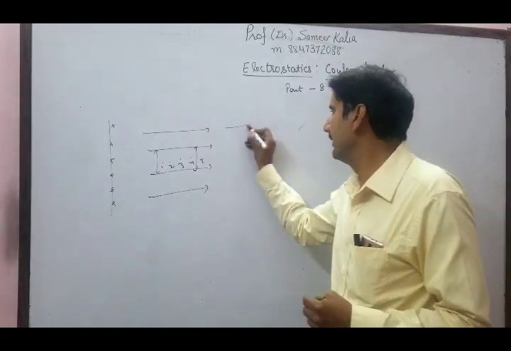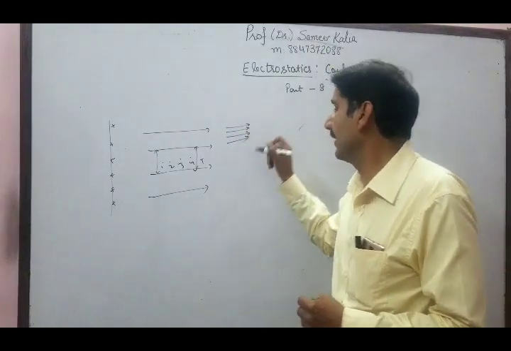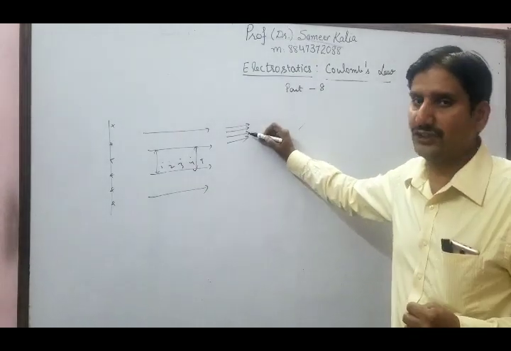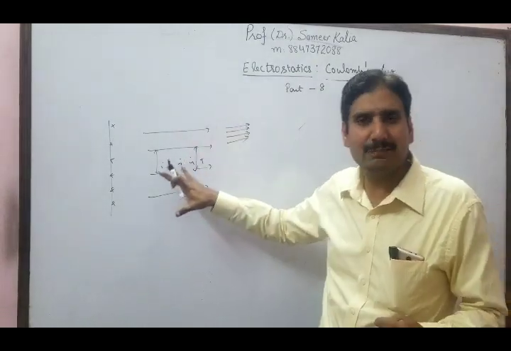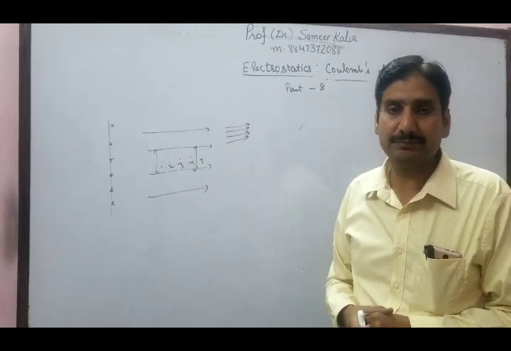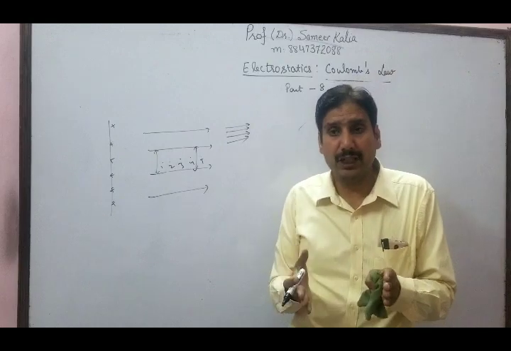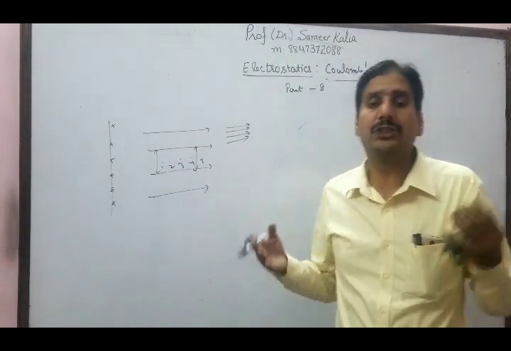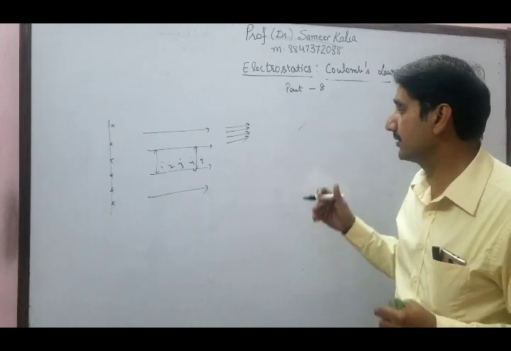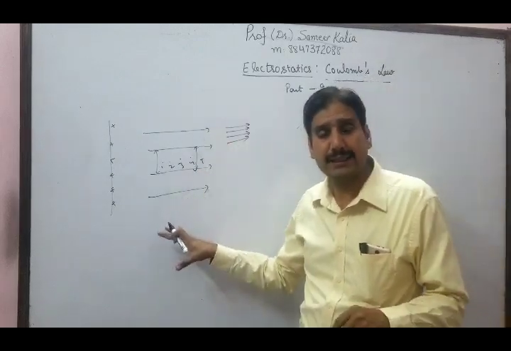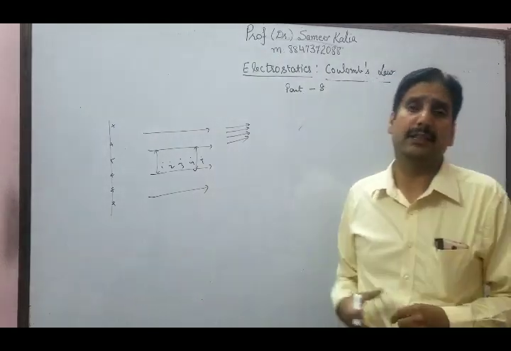And we simply represent it by closely spaced, crowded lines if the field is strong, and widely spaced lines if the field is weak. This is another property: when you have crowded electric field lines, that refers to a stronger electric field region, and when they are widely spaced, that refers to a weaker electric field.